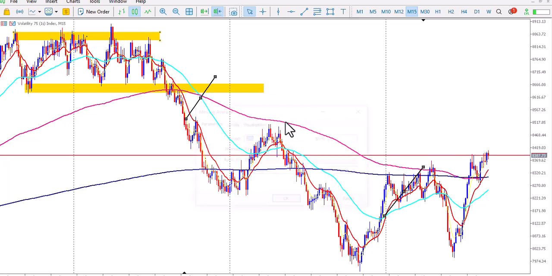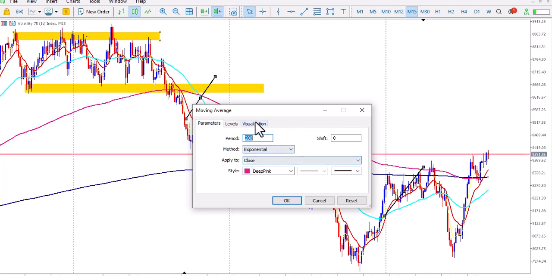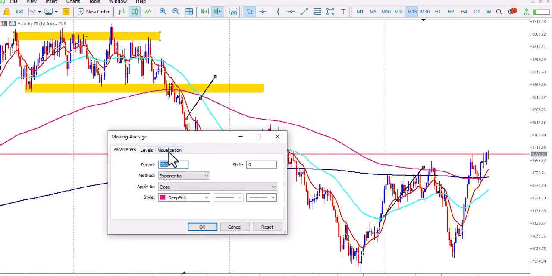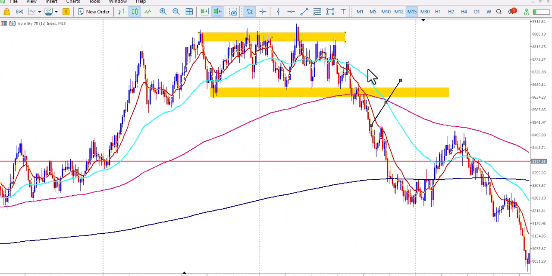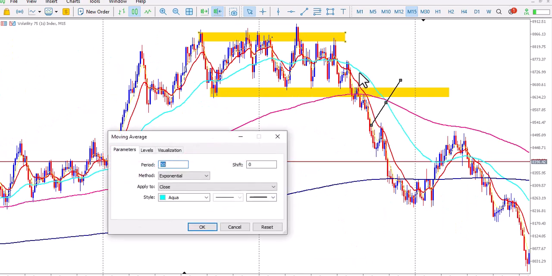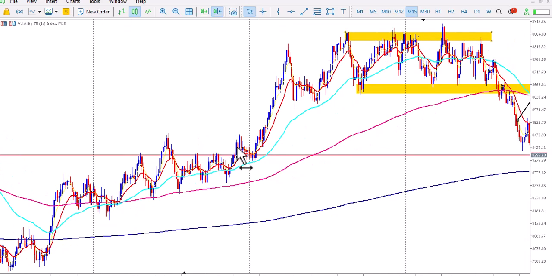First of all, we are looking at these moving averages. We'll be using two moving averages, the one in pink and the one in blue. The pink one, these are the settings: period 200, method exponential, apply to close. You can choose a color that suits you. Then we go to the blue one, which is the EMA 50, exponential, close. You choose the color that you want. So these are the settings, right? So what do you wait for?